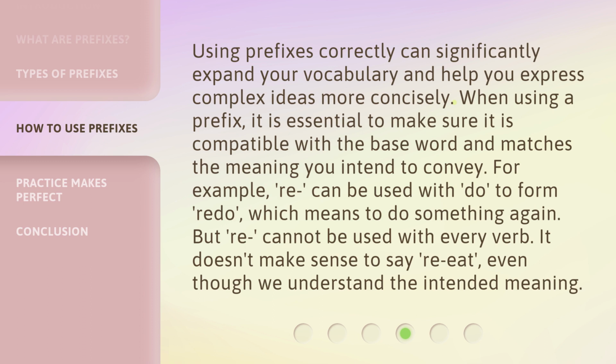For example, "re" can be used with "do" to form "redo," which means to do something again. But "re" cannot be used with every verb. It doesn't make sense to say "re-eat," even though we understand the intended meaning.